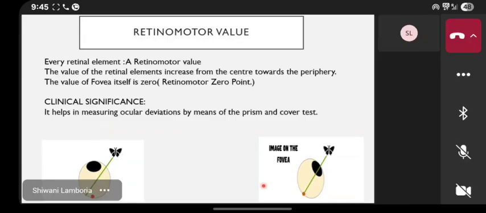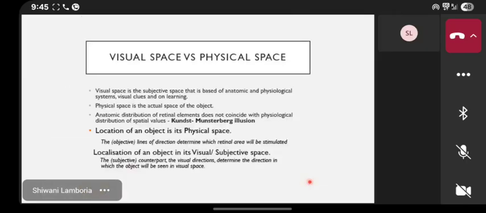So here the image, the eye moves and the image then forms on the fovea. Then the visual space versus the physical space. Visual space is the subjective space that is based on anatomic and physiological systems, visual cues and learning, which means whatever we are seeing when many objects are present. And physical space is the actual space of the object, whatever the object is occupying.